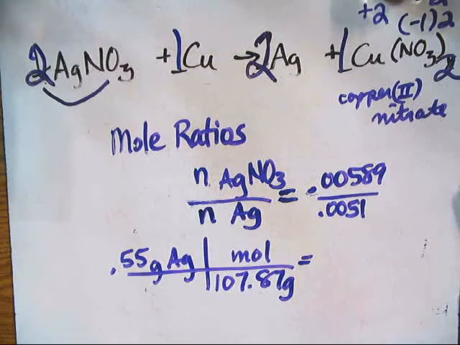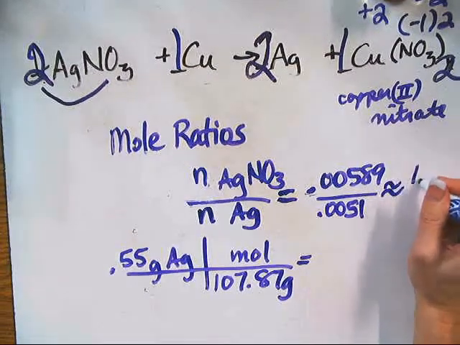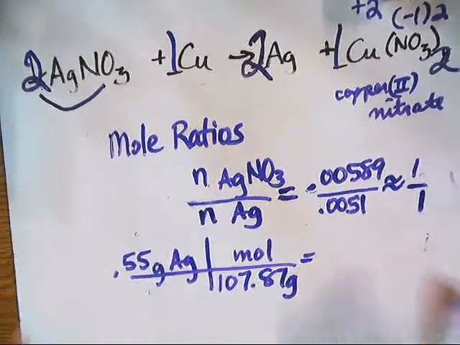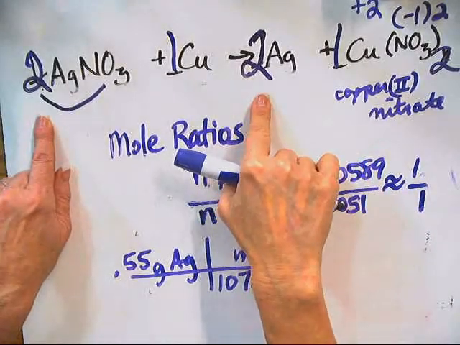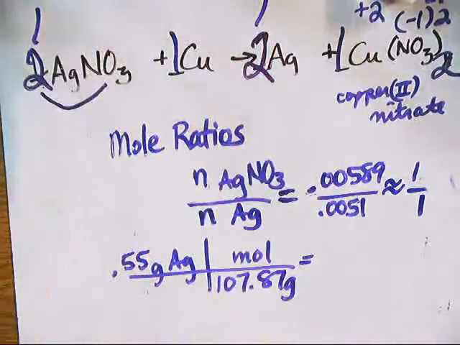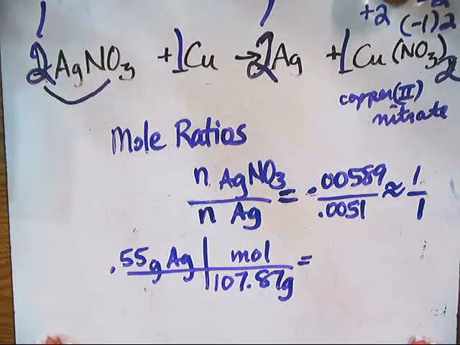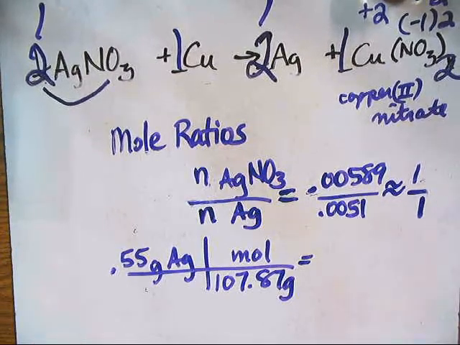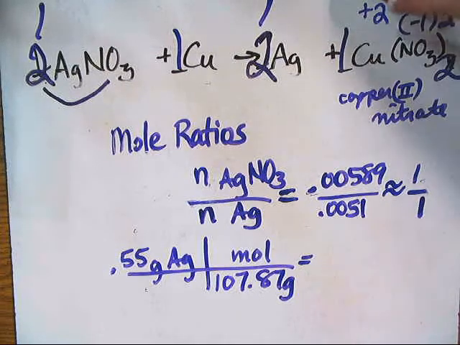This is silver nitrate, and this is moles of silver. So if we compare those two, the moles will cancel, and you get something like 0.00589 divided by 0.0051 equals 1.15, which is going to round to 1 to 1, which is what we predicted. 2 to 2 is the same thing as 1 to 1.